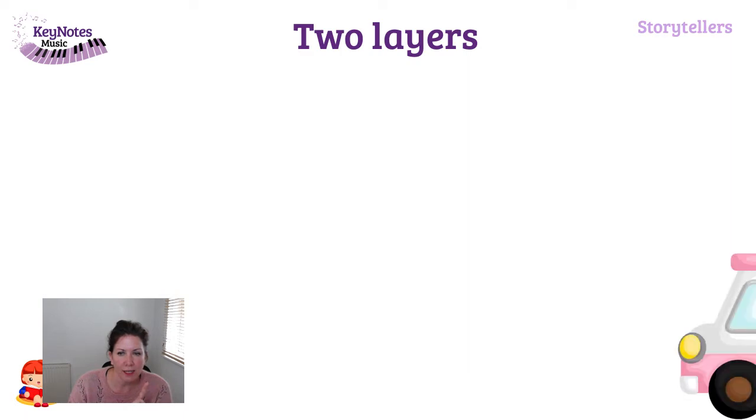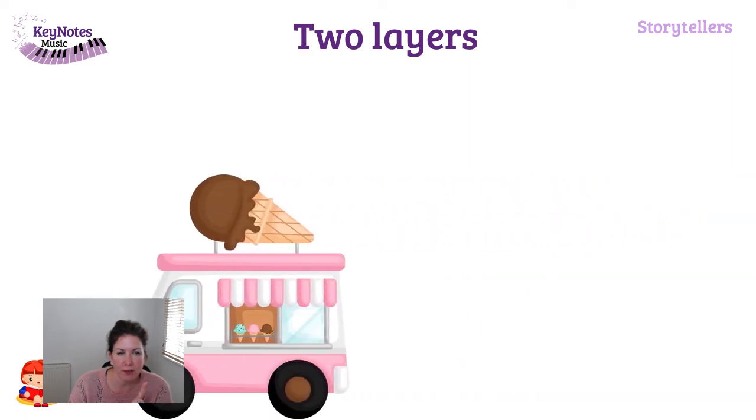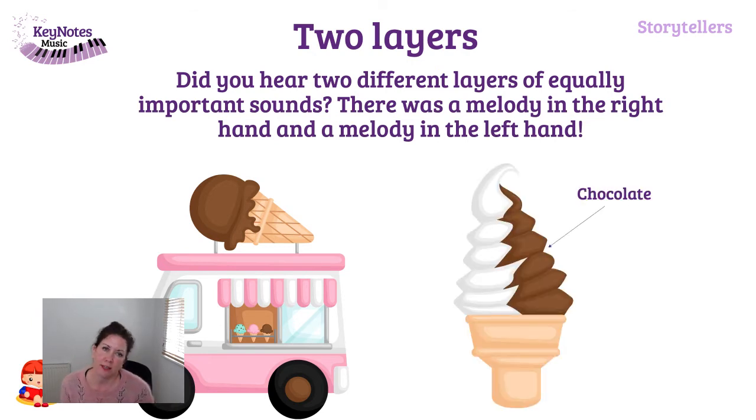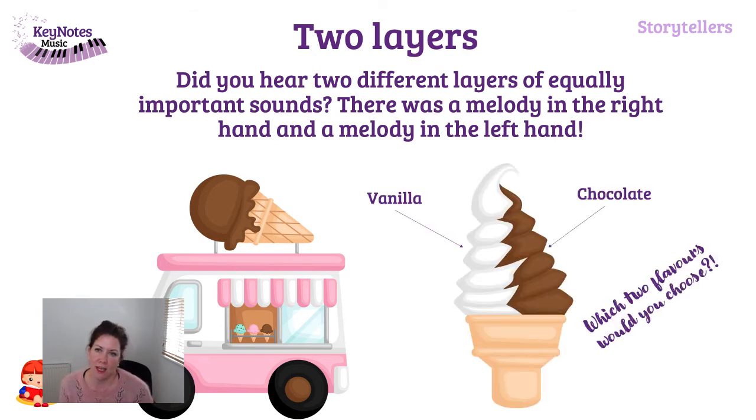One click here brings you the ice cream van, and then another click brings you the words. So just 2 clicks, and then talk about the layers of sound. You can say that there were 2 melodies, the right hand and the left hand were both playing melodies, so both equally important, and you could hear 2 sounds.